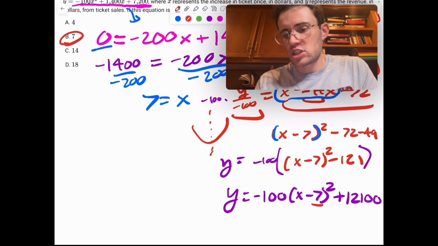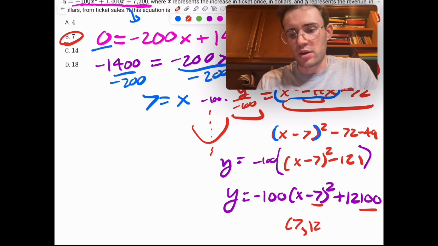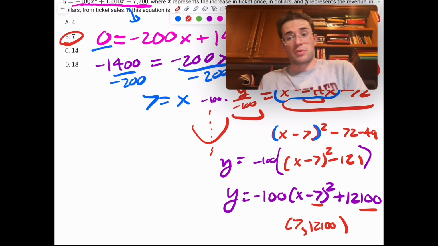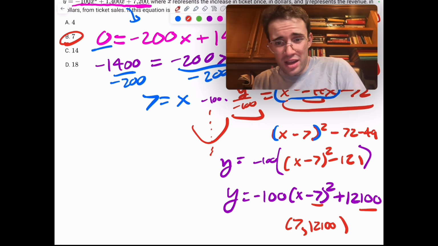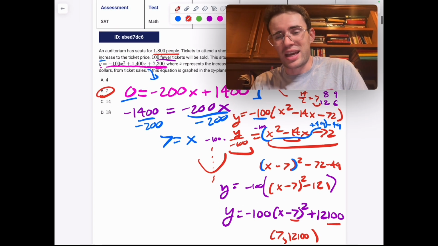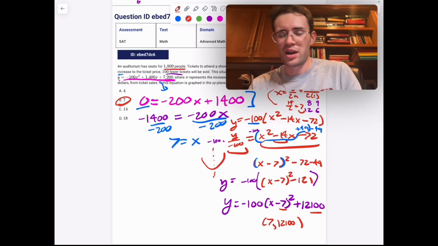Our h comma k would be 7 comma 12,100. Let me just write it as 12,100 with no comma there, which is the same thing we got. So actually this one wouldn't be that hard if you didn't have a calculator, but you have the calculator, so why bother doing this? And I think a lot of students don't like completing the square. I think it's kind of fun.